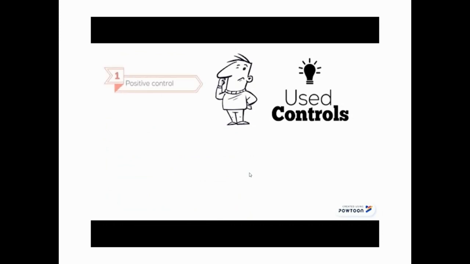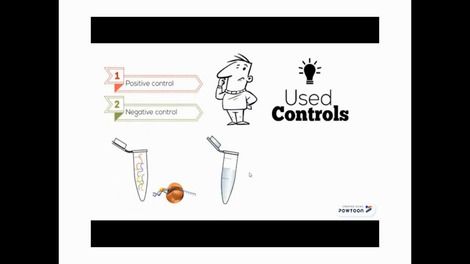When performing a nested PCR, you should always take controls. The controls for nested PCR are the same controls as for a normal PCR: a positive control with DNA to check the polymerase activity, and a negative control without DNA to check for contamination.